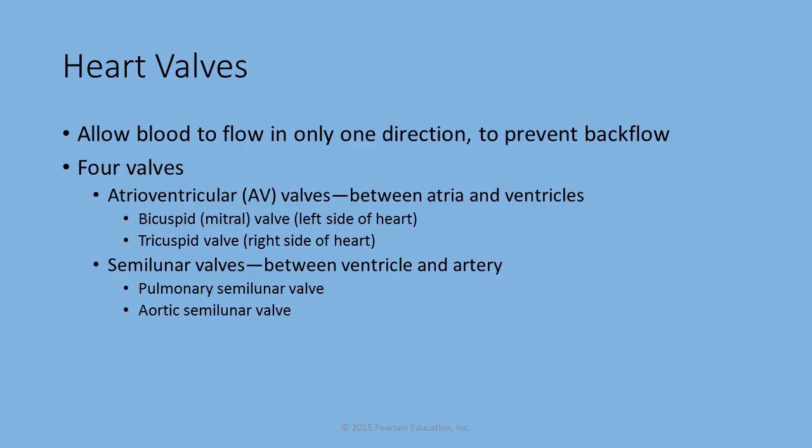You do have 4 sets of valves in the heart, as I mentioned on the previous drawing where you could see it. You have 2 atrioventricular valves. This is the valves between the atriums and the ventricles. On the right side of the heart, it is the tricuspid valve. On the left side of the heart, it is the bicuspid or mitral valve. The other 2 valves are your semilunar valves. This is between the ventricle and the artery. So you have the pulmonary semilunar valve and the aortic semilunar valve.